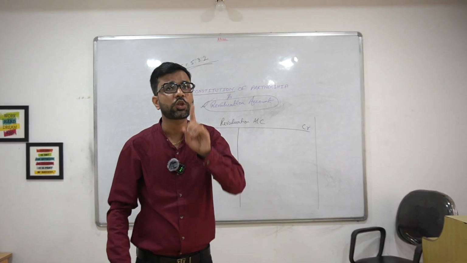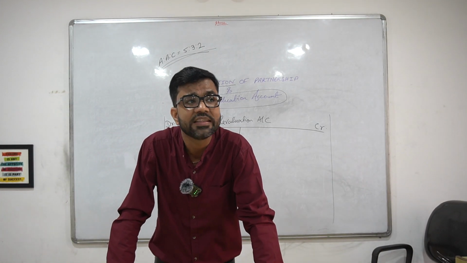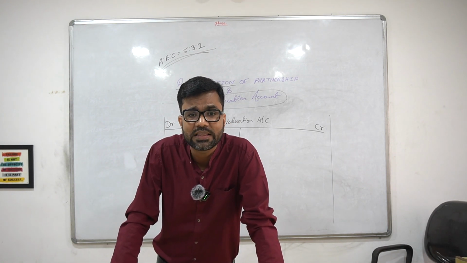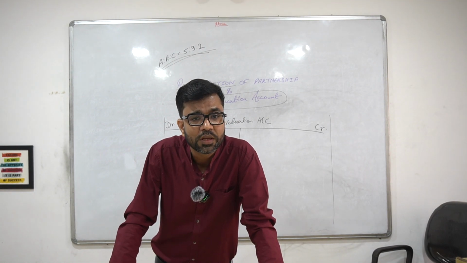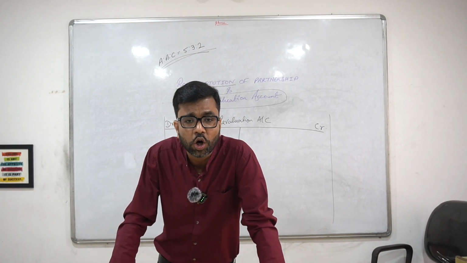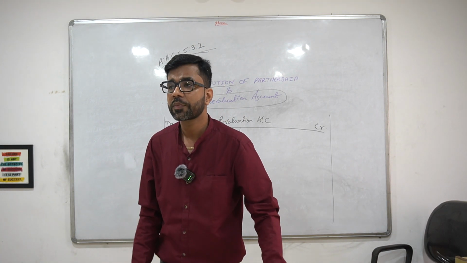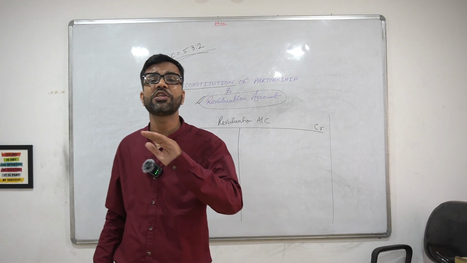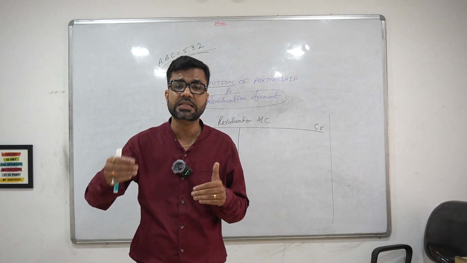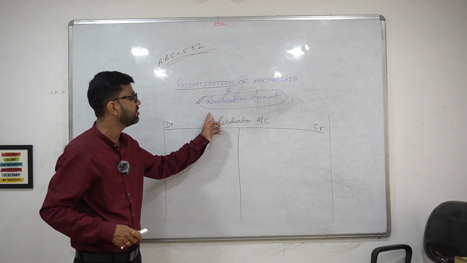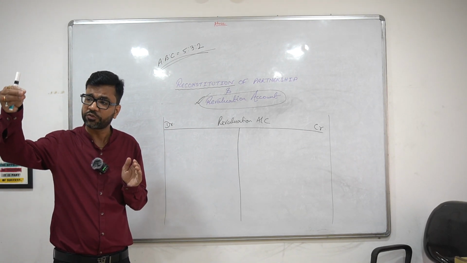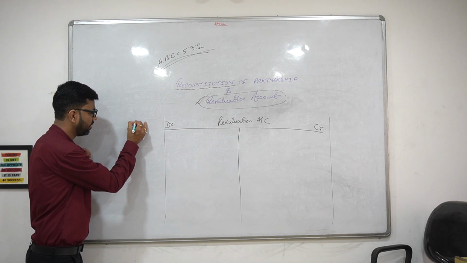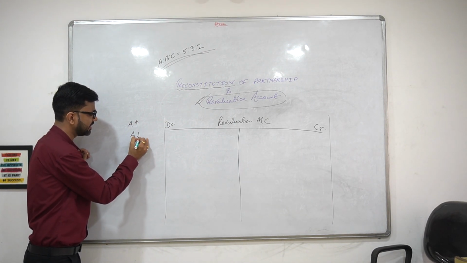Either the value of the asset has increased, or the value of the asset has decreased, or the value of the asset has remained the same. Either the market value and the book value are the same, or the market value is more than the book value, or the market value is less than the book value. If market value and book value are the same, there is no profit or loss, and when there is no profit or loss, that particular asset or liability will not find a place in revaluation account. So when will an asset find a place in revaluation account? Number 1, if the value of the asset is increasing or the value of the asset is decreasing.